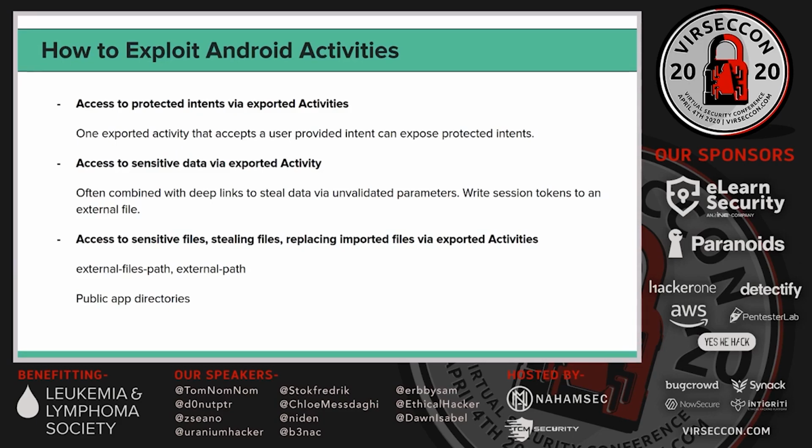One of the main things you need to check for, if you find a state changing deep link, for example, that downloads a sensitive file, is to see if that file is being saved to a public directory, and you can see that in files path.xml, and if external file paths or external path is specified, it's being saved publicly.